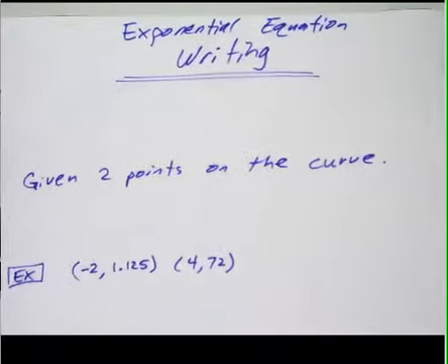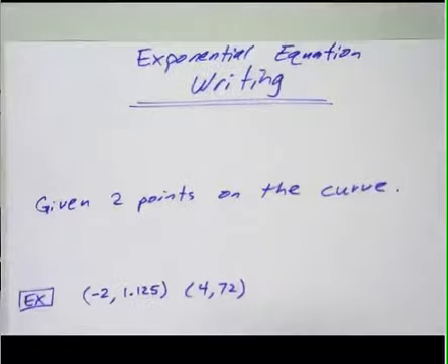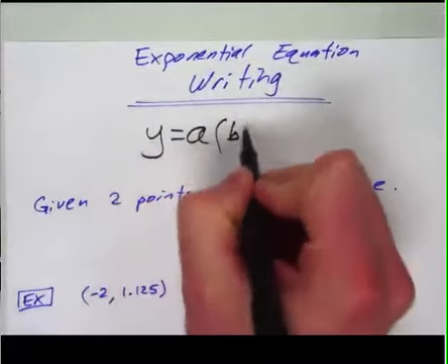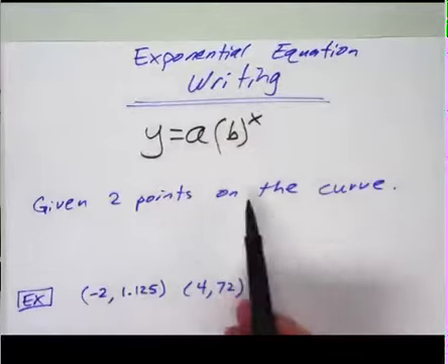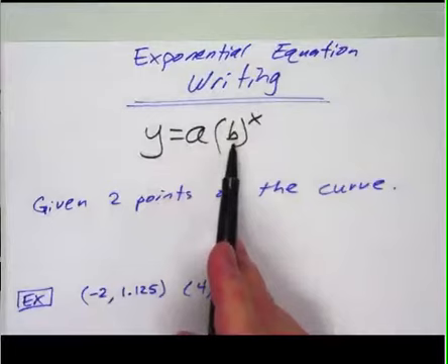Okay, in this video we're going to take a look at writing the equation for exponential functions, but this time you're only given 2 points on the curve. So we're going to be writing equations that take the form y equals a times b to the x, but in this particular case we only know 2 of the points. We don't know the starting value, what it starts at. We don't know what it goes by. We have to figure both of those out.